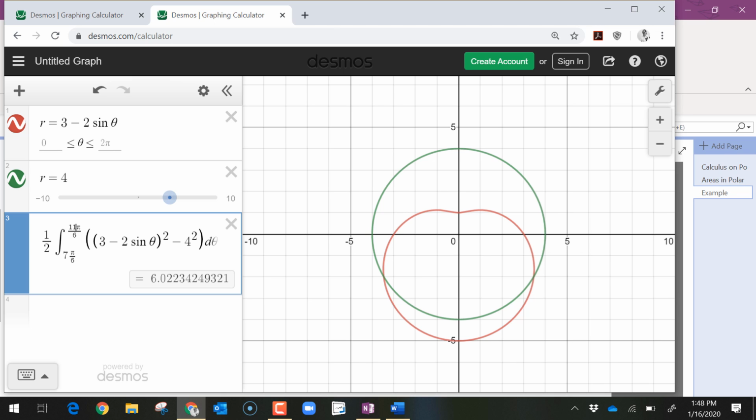No, because this time you have to turn your head all the way upside down. The larger area is the cardioid, 4 is the green graph, and that's shorter. So this is in the right order. We got a positive number, and we got the right limits.